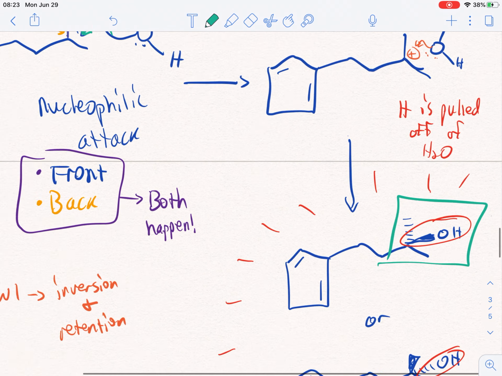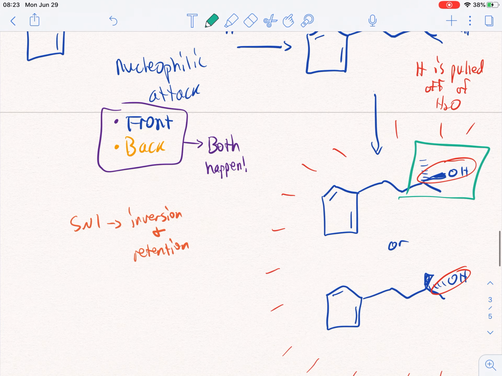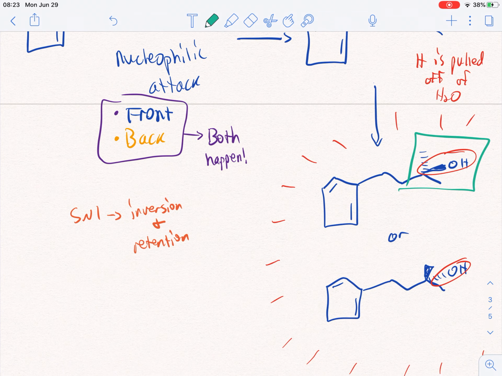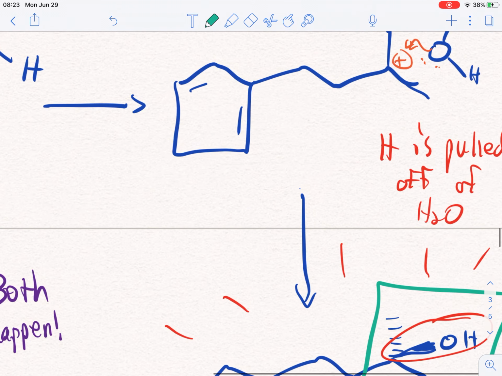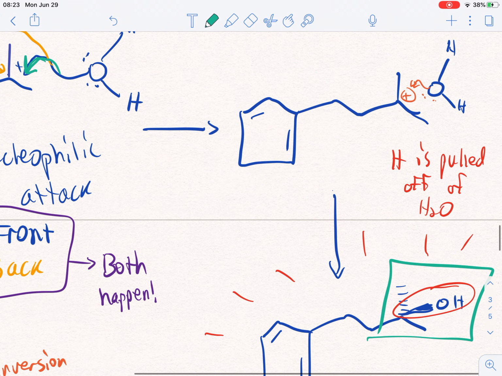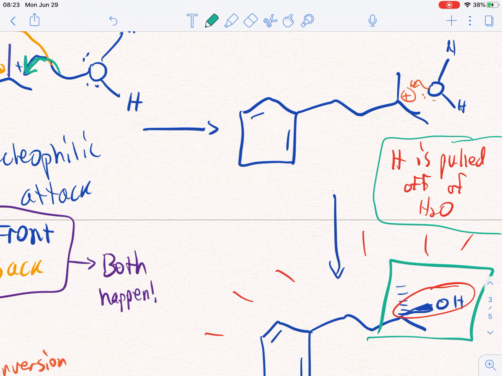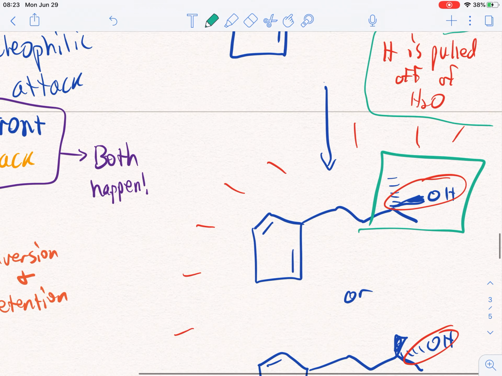Also, one point to note, so you're going to have retention and inversion, right? So be aware of those two possibilities. Also, in the process, if you have a water or like an alcohol, one of those hydrogens is going to get pulled off. So water's going to end up being an alcohol simply because water doesn't like to be bound to stuff. Okay, so that's the gist of SN1.